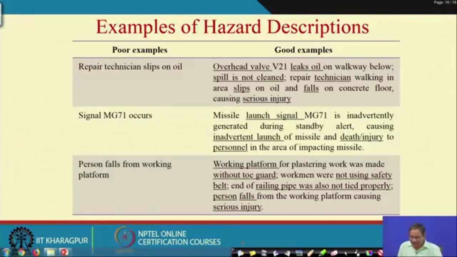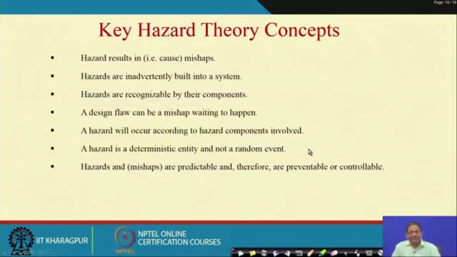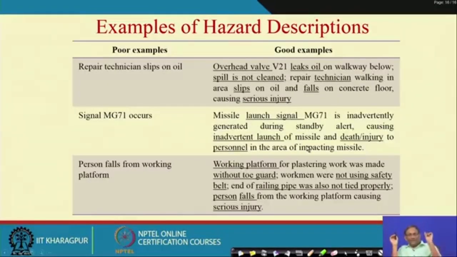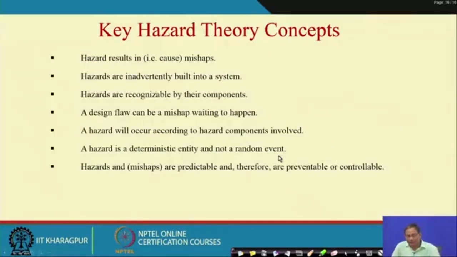By hazard, I mean to say that there are three components. One is your hazardous element, second one initiating mechanism, maybe one, maybe multiple. There can be a sequence of initiating mechanisms happening, and finally leading to target and threat resolution. Okay, this is what is known as your hazard knowledge. I'll go to another slide, to summarize what we have learned so far in this particular lecture: what are the key hazard theory concepts.